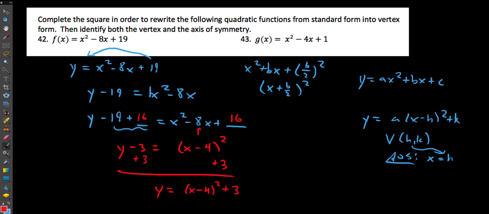So just to finish this off, remember that we wanted the vertex here. Our h value is positive 4, and our k value is positive 3. So this also must mean that our axis of symmetry has to be x equals 4, because again, remember that axis of symmetry runs through your vertex there. So that's what this looks like when you complete the square to rewrite it into vertex form. Not a whole lot different. We just leave the y as y instead of plugging in a 0 for y.